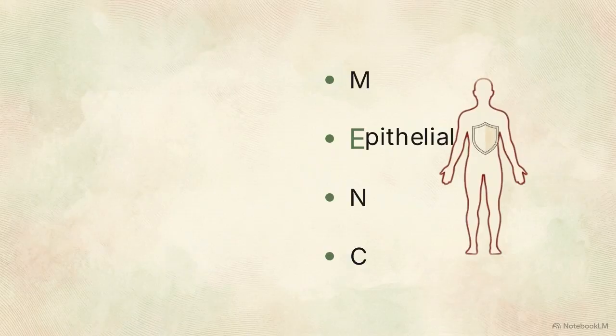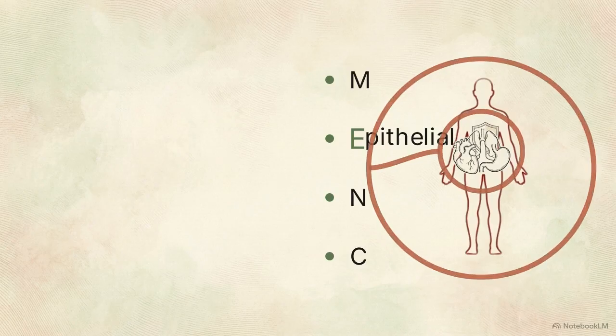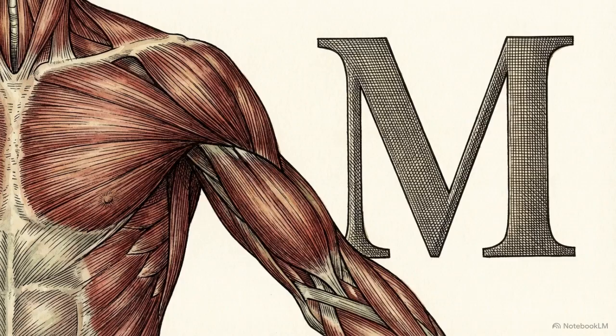E stands for epithelial tissue. This is the protective shield. It forms a continuous layer over your skin and lines your internal organs to block pathogens. M is for muscular tissue. This is the mechanical engine, responsible for contracting and relaxing to drive every physical movement your body makes.